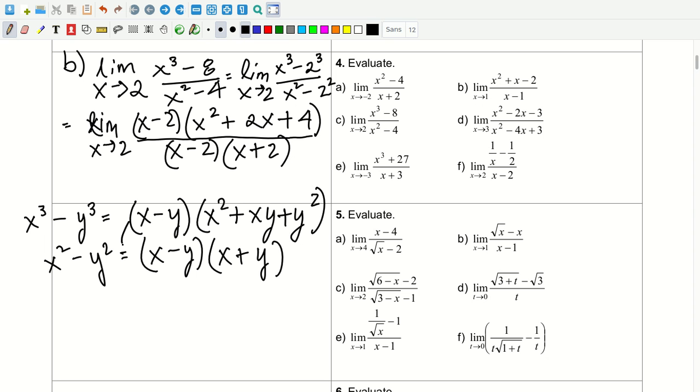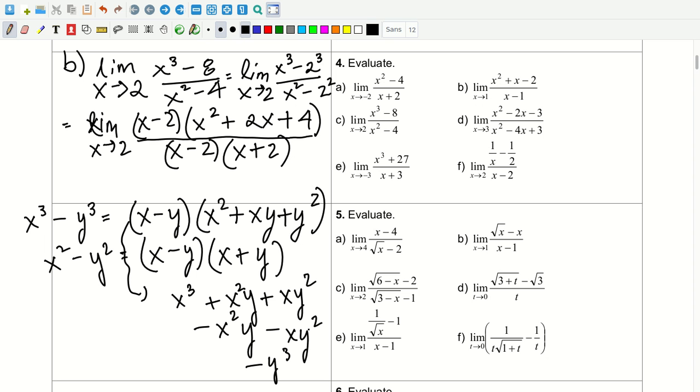Let's try doing the expansion just to make sure. So we've got x cubed, plus x squared y, plus xy squared, minus x squared y. This is looking good. Minus xy squared minus y cubed. Yep, this is looking real good. So it's actually this factor, I apologize. So this is the rule. I changed it in the top, and now I can kill these two terms.